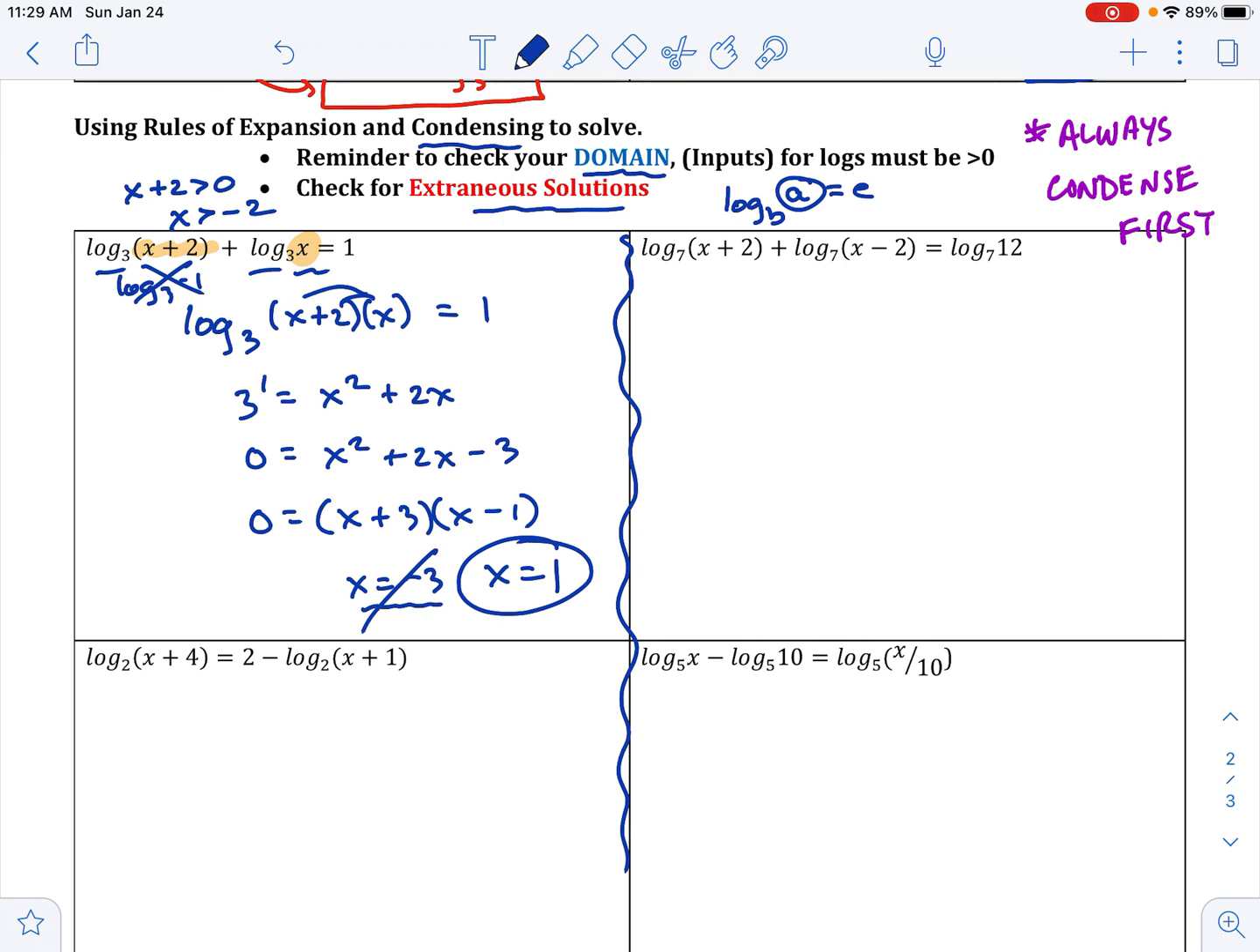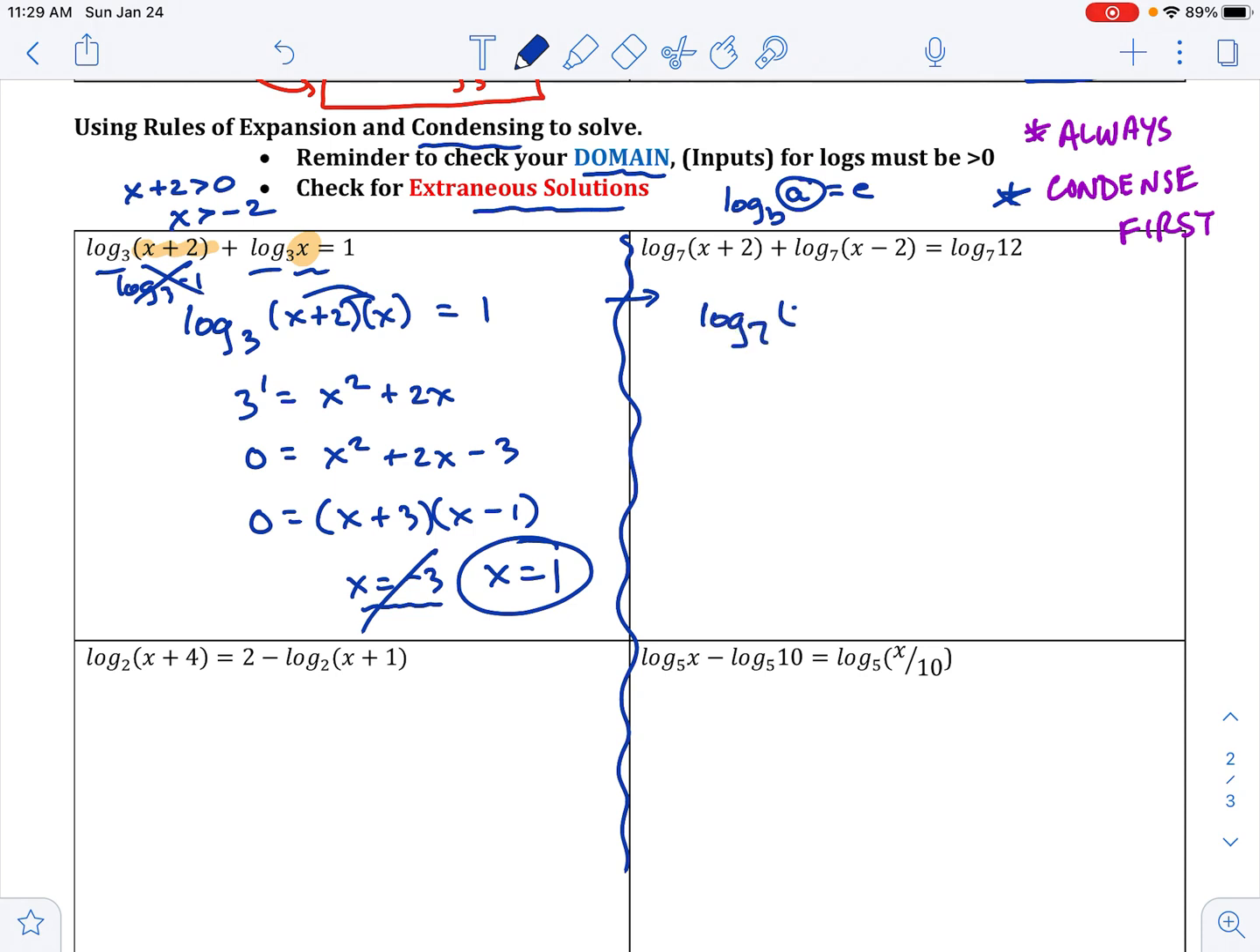So I started off with that one right off the bat because I want you to think about that and always check for it. All right, so now I am going to go to this problem, and I want you to compare the two, and I'll talk about it as I go. All right, so we're going to do the idea of condensing first.